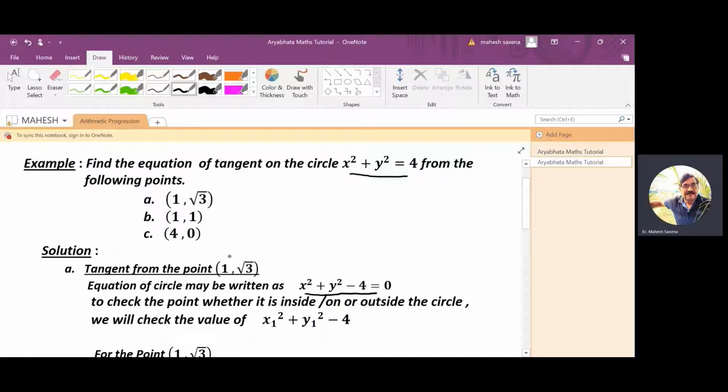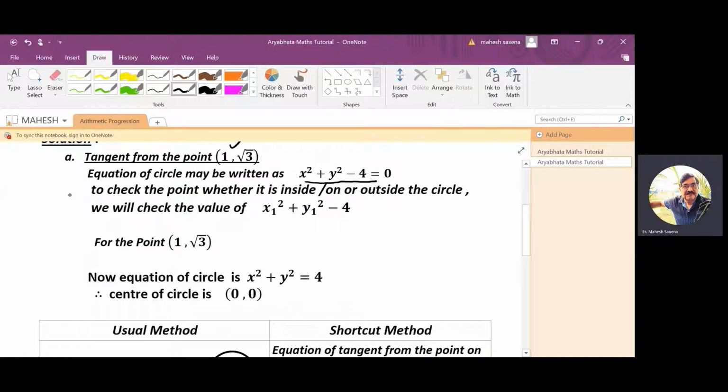First, we will check whether the point (1, root 3) is inside the circle, on the circle, or outside the circle, for which we will check the value of x1 square plus y1 square minus 4. For the point (1, root 3), x1 is equal to 1 and y1 is equal to root 3.